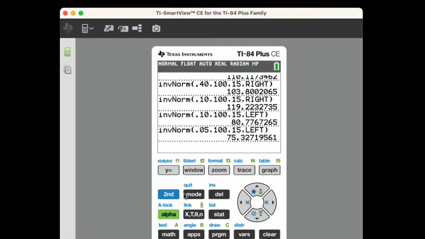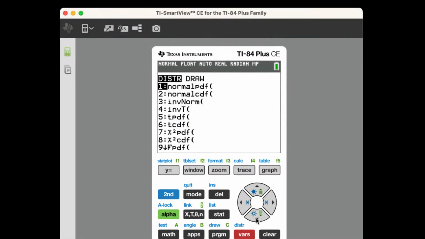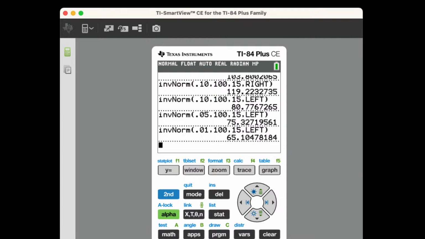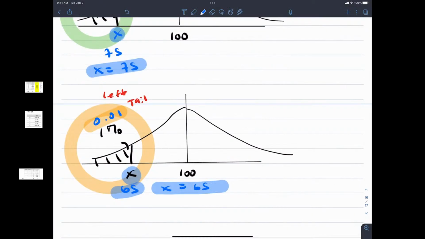So let's do that here. Second distribution, inverse norm will be 0.01, and it's area to the left. What's this number to the nearest whole number? The IQ score is 65. There you go.